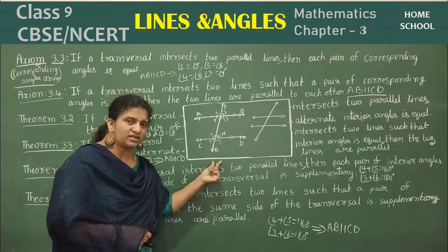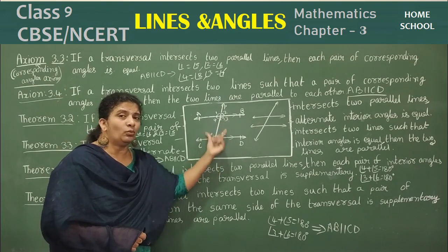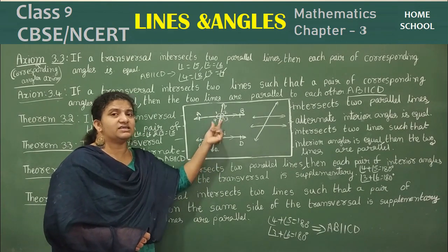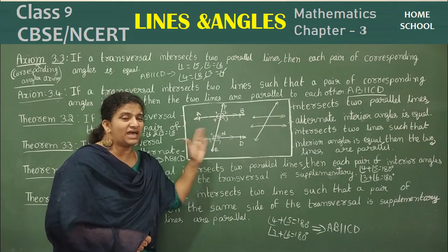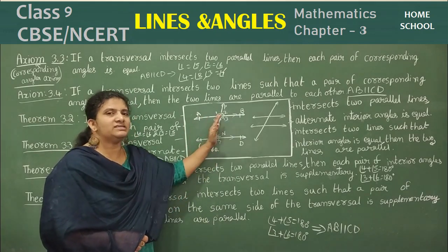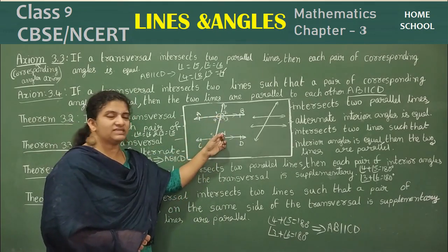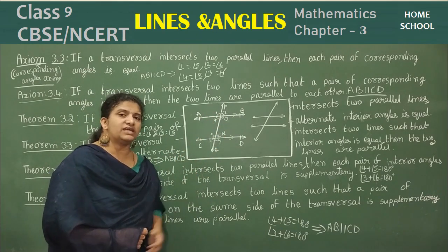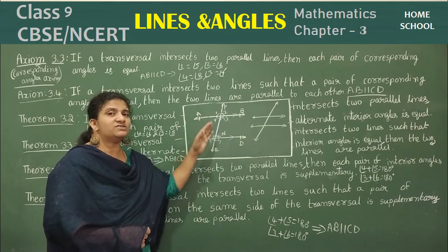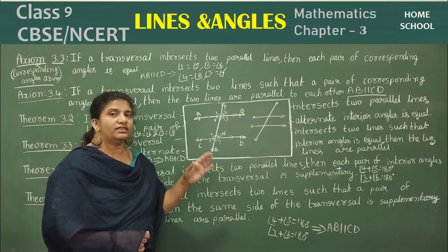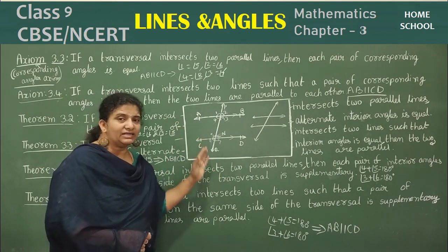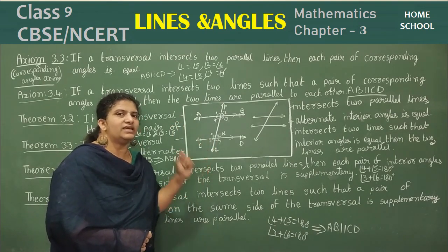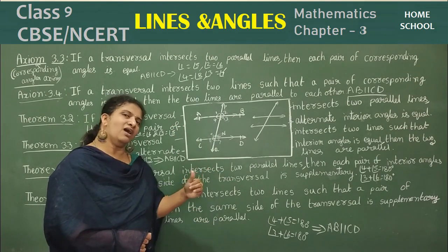If a transversal is intersecting two parallel lines, the sum of the interior angles on the same side of the transversal is supplementary. Angle 3 plus angle 6 is 180. Angle 4 plus angle 5 is 180. What is your converse statement, children? If a transversal is drawn on two lines, and the interior angles on the same side of the transversal are supplementary, then the lines are parallel.